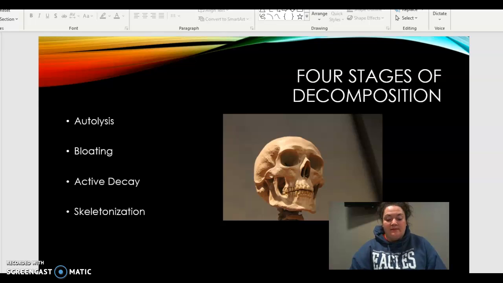During human decomposition, the body goes through 4 main stages. Approximately 4 minutes after the body expires, decomposition will begin. These 4 stages include autolysis, bloating, active decay, and skeletonization.